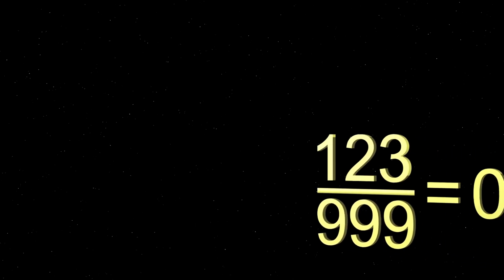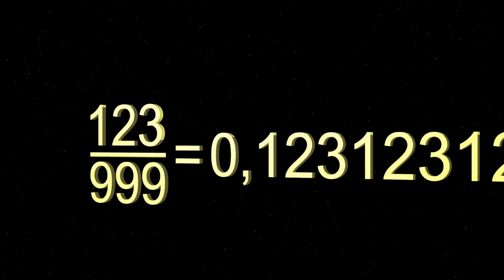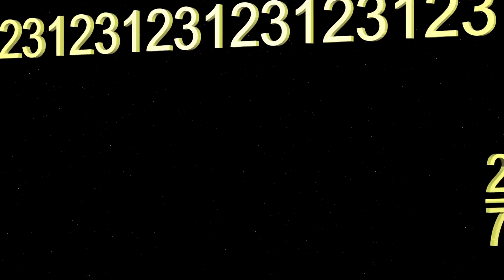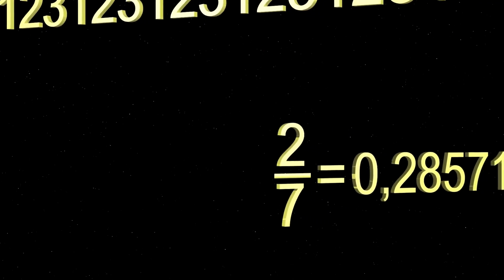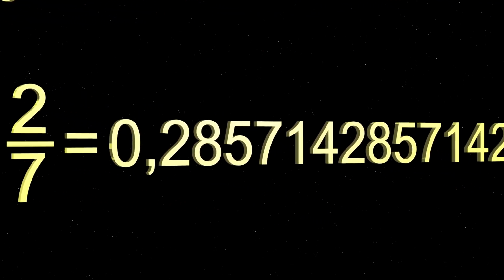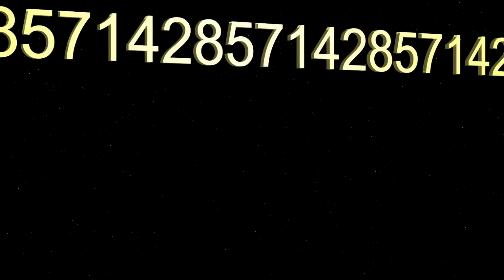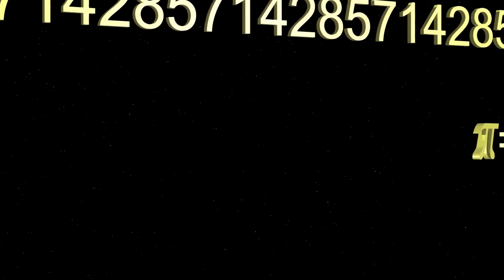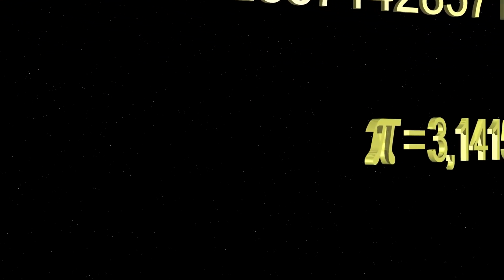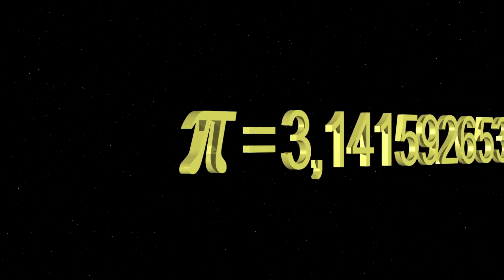All this makes one think of the real numbers. When we write them in decimal, some of them are periodic. These are exactly the rational numbers. As an example, 123 over 999 is 0.123123123, and so on. While 2 over 7 is equal to 0.285714285714285714, and so on. Irrational numbers, when written in decimal, are not periodic. Pi, for example.